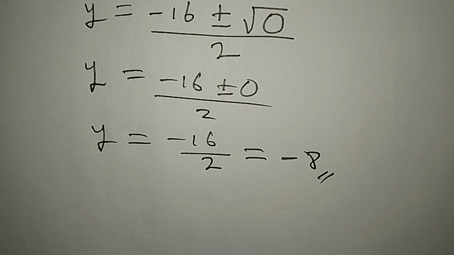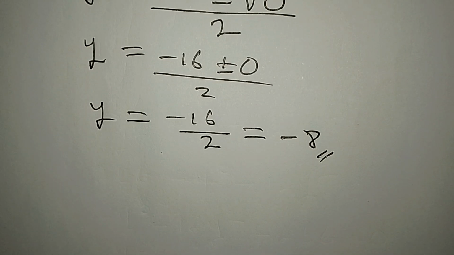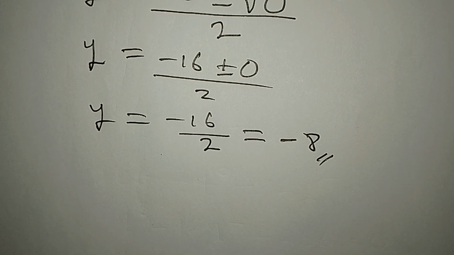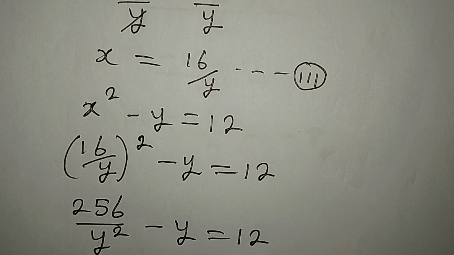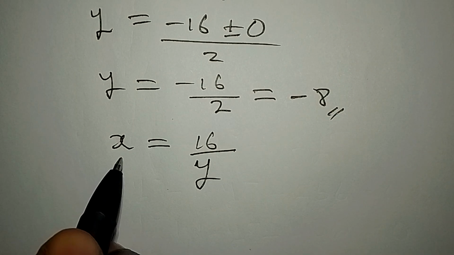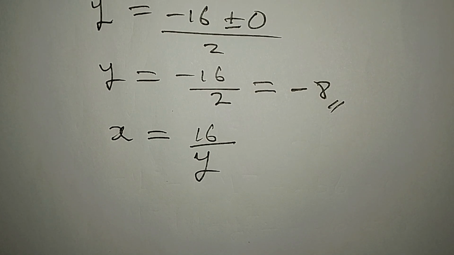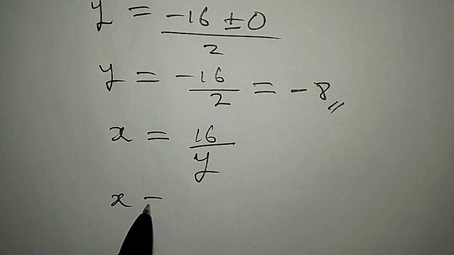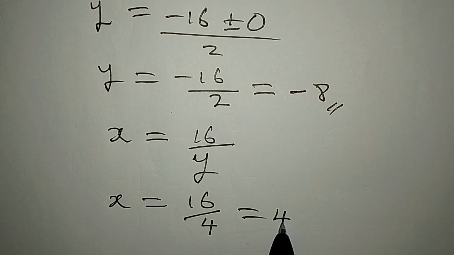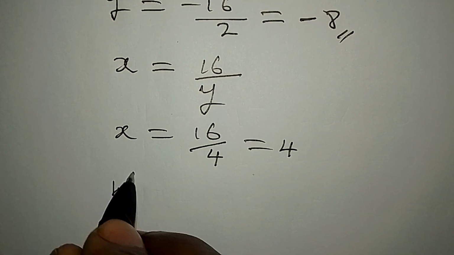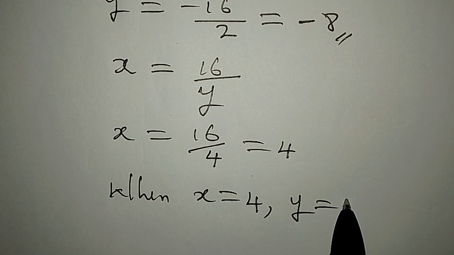So this is also a value of y, right? Now let's go back to our equation 3. What's our equation 3 again? Okay, so this is our equation 3, and we're going to work on this quickly. Our equation 3 is x equal to 16 over y. Remember, the first value of y that we got is 4, right? So that means x will be equal to 16 over 4, and then we are having 4. So this is to say that when x is equal to 4, y is also equal to 4.